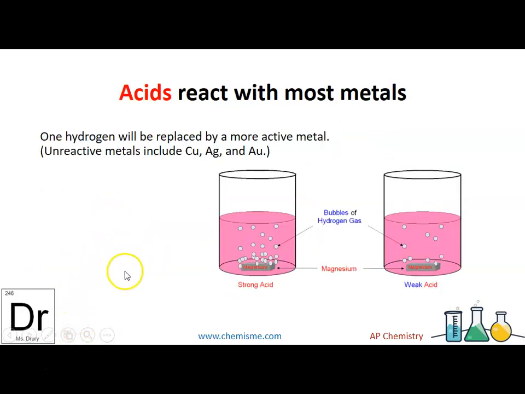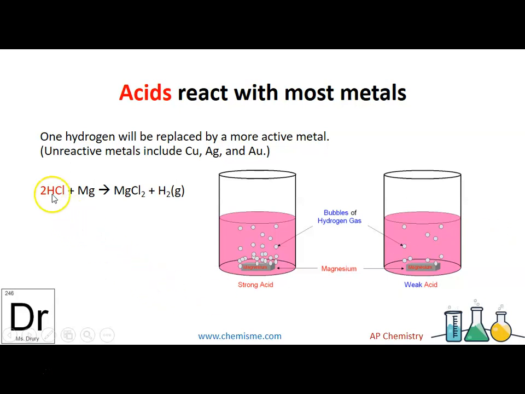Acids also react with most metals. So one hydrogen ion will be replaced with the more active metals. The inactive metals you need to know are copper, silver, and gold. Things that we make jewelry out of tend to not react with acids. So if you look at the picture, the strong acid will bubble a lot with magnesium, switching out the hydrogen for the magnesium in the acid, and the hydrogens come off. A weak acid will do it, it just won't do it as often. And that's why we call it weak, because it doesn't seem to be changing as much.